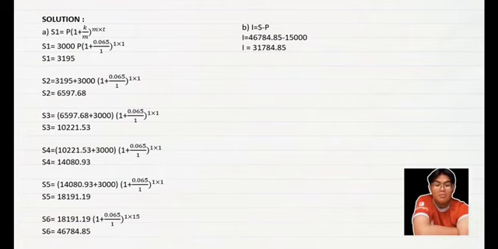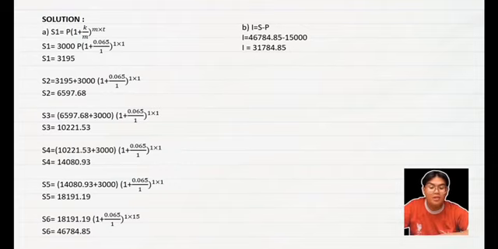Last but not least, to find how much is the account worth at the end of the 20-year period, we use the formula S equals P(1 + k/m)^(mT). S6 equals 18191.19(1 + 0.065/1)^(1×15). So the final answer is RM 46784.85.